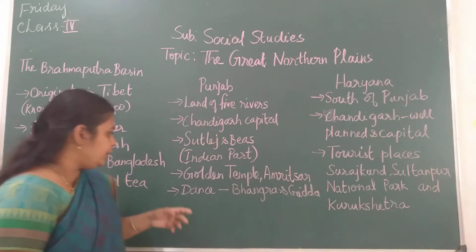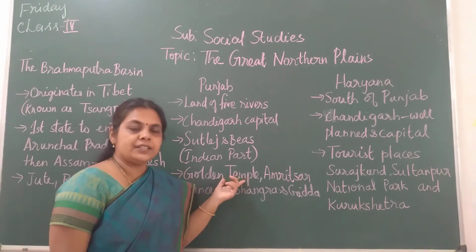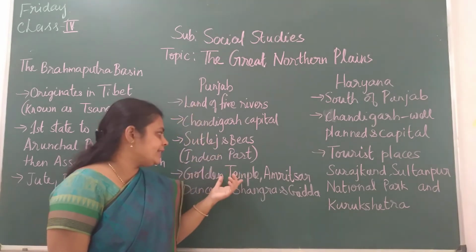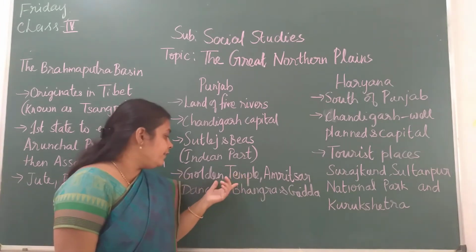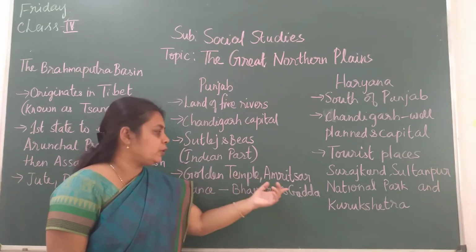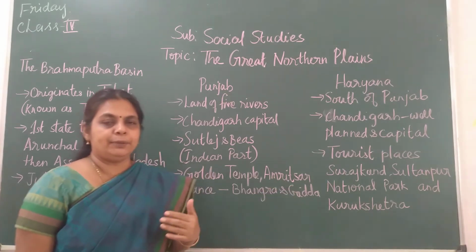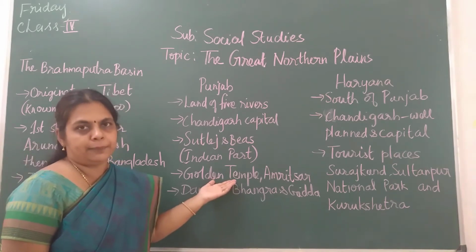Then I wanted to tell you about the Golden Temple, children. Why is it the Golden Temple? The gopuram, the outside design, is plated with gold, children. The Sikh people visit the Golden Temple, children, which is located in Amritsar. Just as we go to Rameshwaram or Tirupati, Sikh people go to the Golden Temple, children.